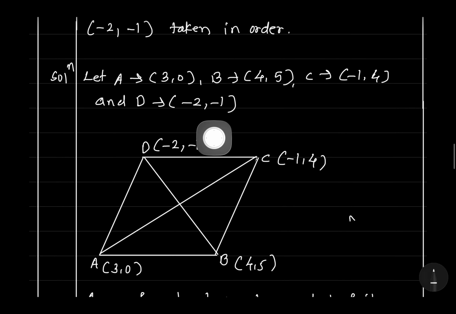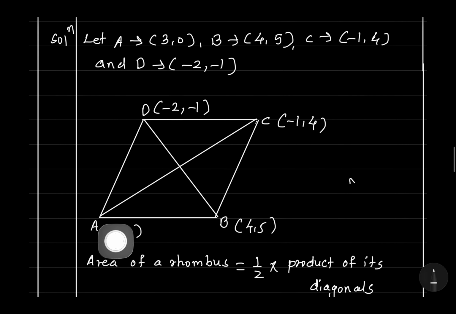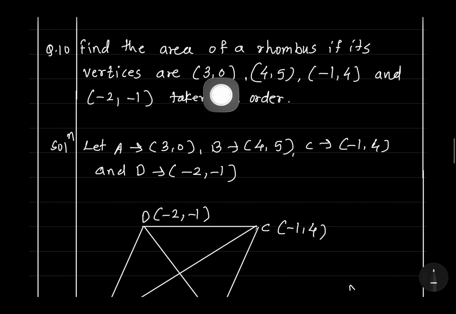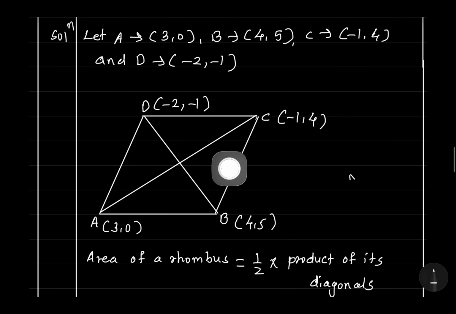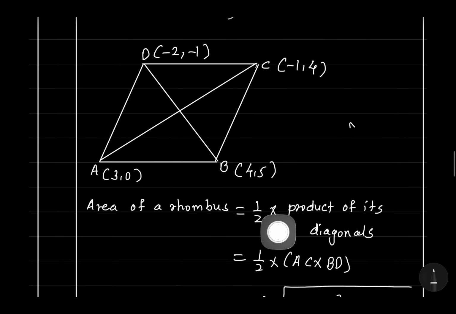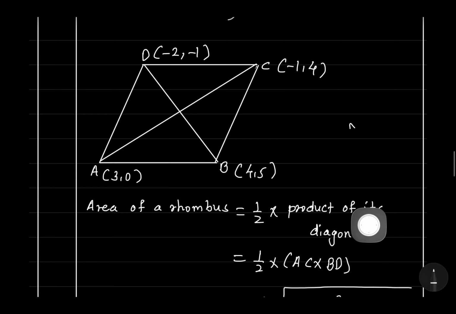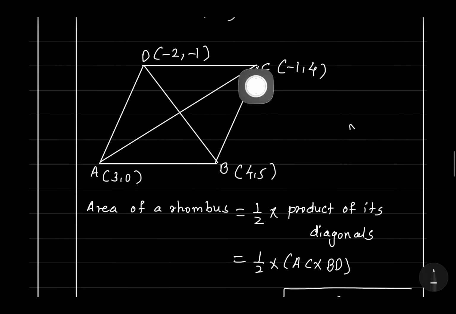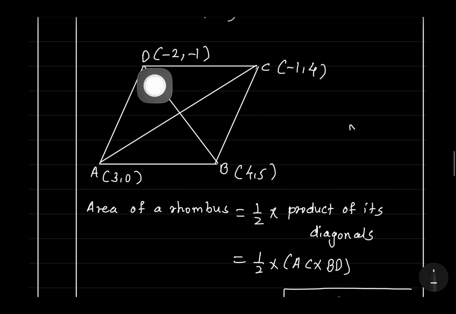Then we have to draw the rhombus. So now see, ABCD rhombus is there. We have to find out the area of the rhombus. So what is the formula for the area of a rhombus? Area of rhombus equals 1 upon 2 into the product of its diagonals. So which are the diagonals? AC is one diagonal and the other is the BD diagonal.